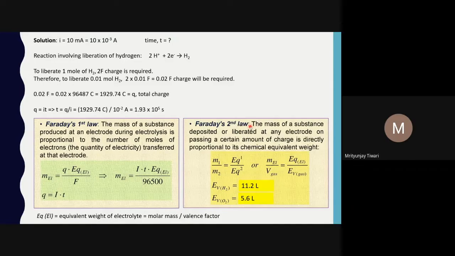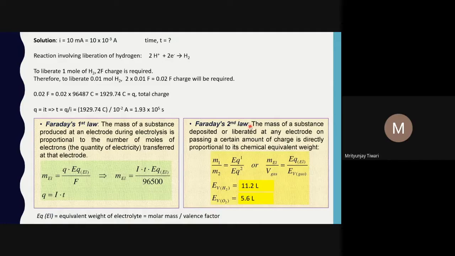If you go deeper into the concepts, you will understand Faraday's law in terms of the number of equivalents. That is more easily understandable. And to understand the number of equivalents, as I explained earlier, you have to understand what the equivalent weight is. And there we also know the law of chemical equivalence.